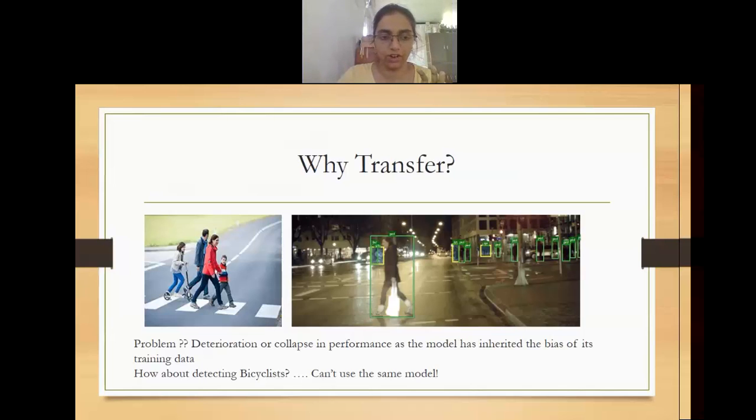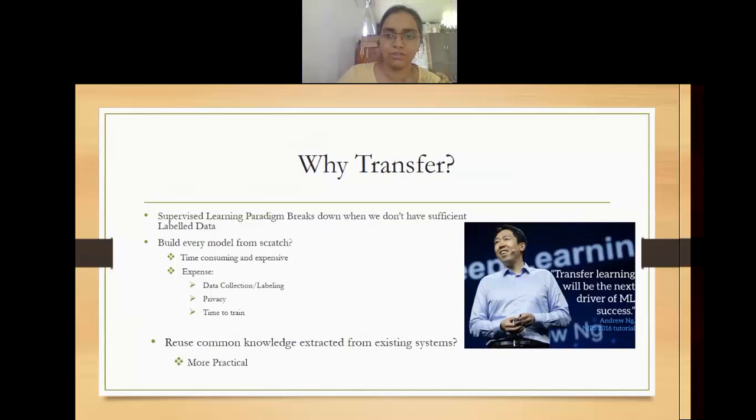All right, but what about people who are pedaling, people who are going on a bicycle? This particular model that you have trained is definitely not going to detect those people. So what to do then? What else to do? This is the question. So there is a very important algorithm, a very important way of learning called transfer learning.